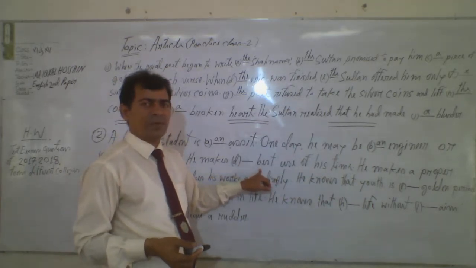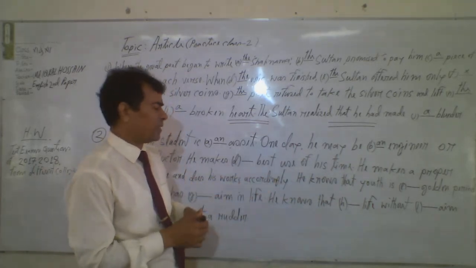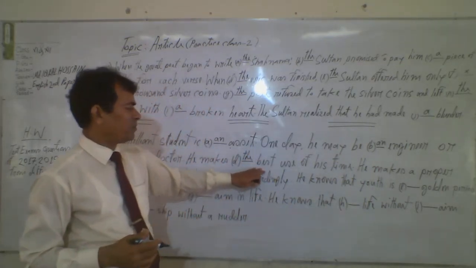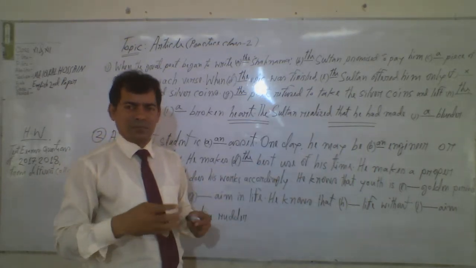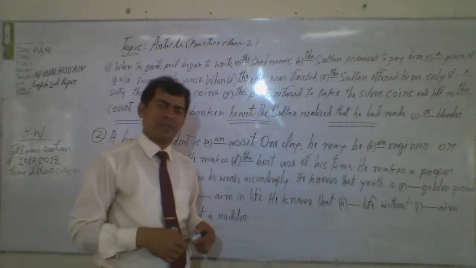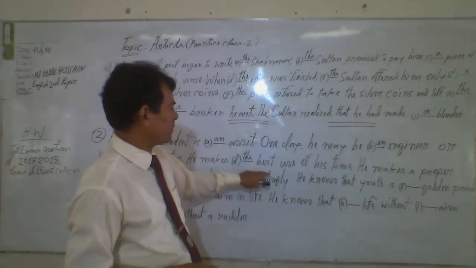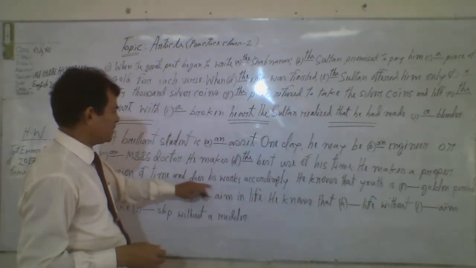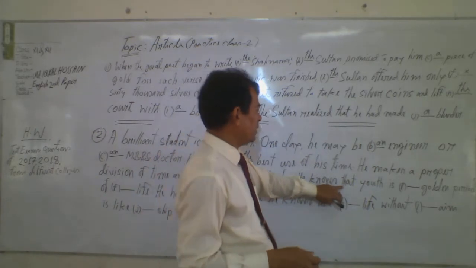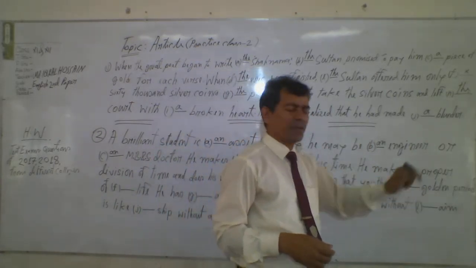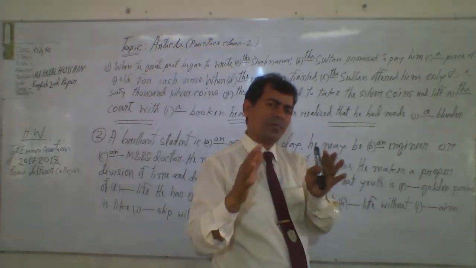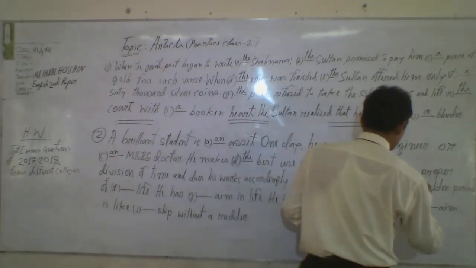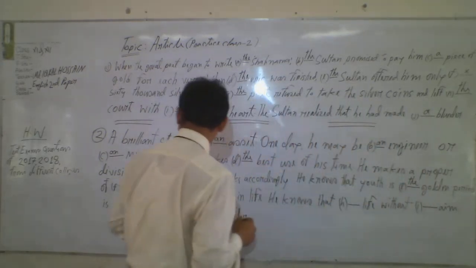He makes the best use of his time. You see, before any superlative degree, we need to use the definite article. It is the superlative form of good. Good is the positive degree, better is the comparative degree, and best is the superlative degree. He makes a proper division of his time and does his work accordingly. He knows that youth is the golden period. In our life, only one golden period is fixed, definite, so I must use the definitely: the golden period of life.